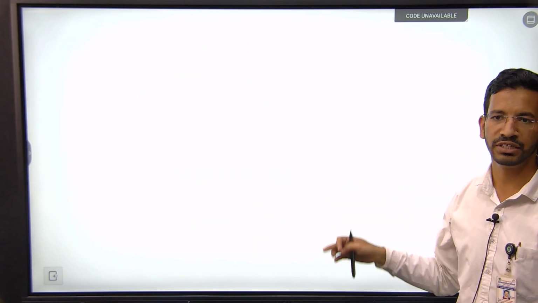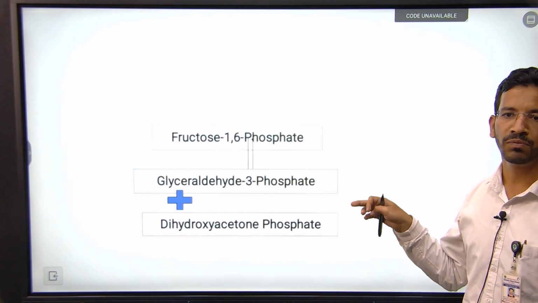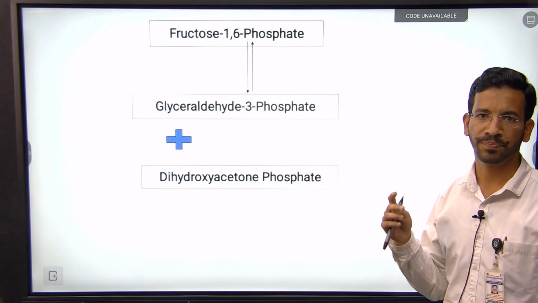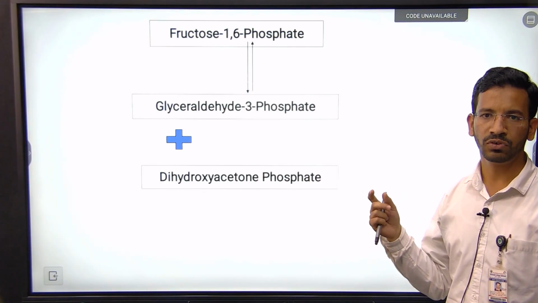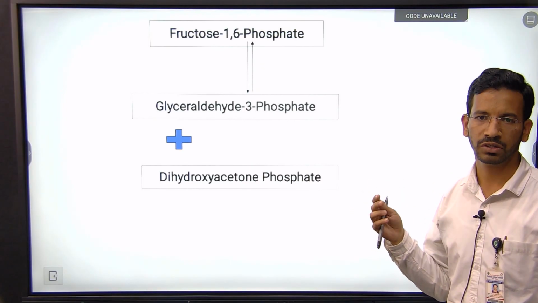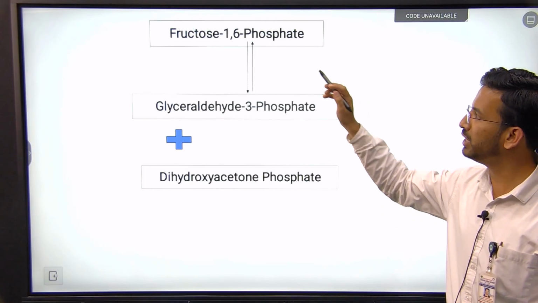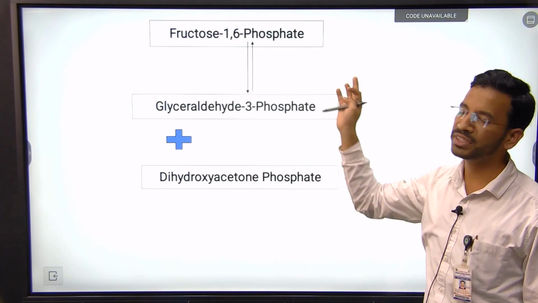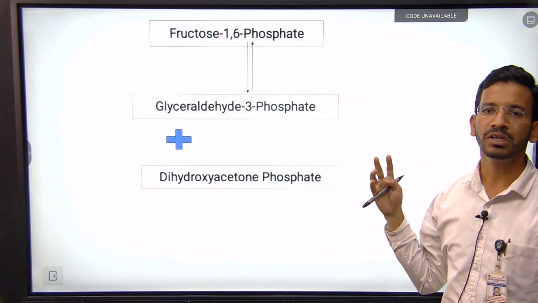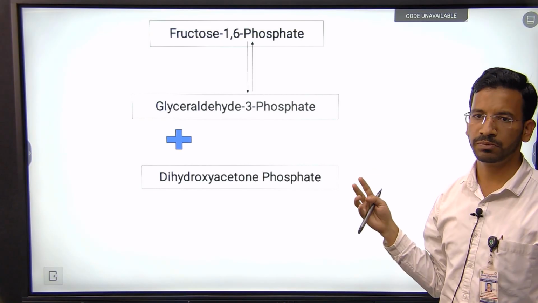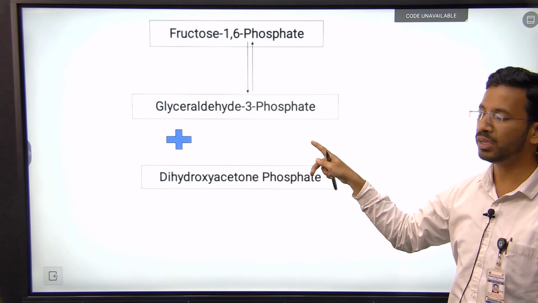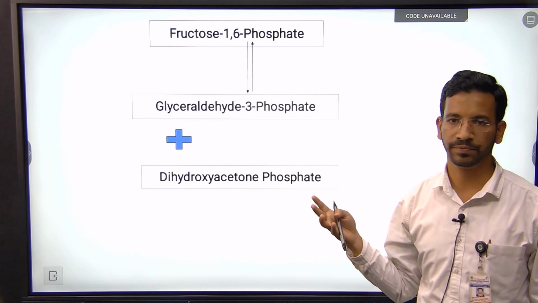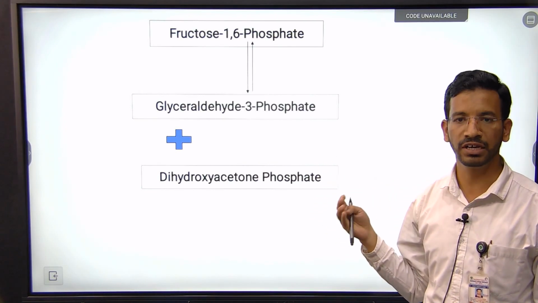Phosphorylation reactions are those where addition of phosphate is taking place. Next step is the conversion of fructose 1,6 bisphosphate. So consider it as fructose 1,6 bisphosphate, which is being split. This is a reaction of cleavage.